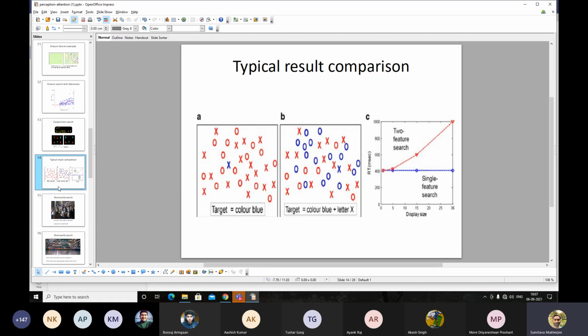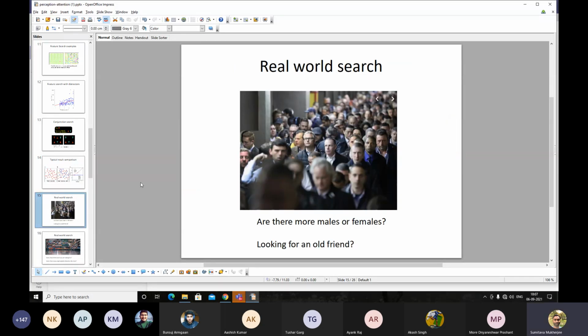Is this part clear? Any questions on this? Okay, if not, then let me show you.